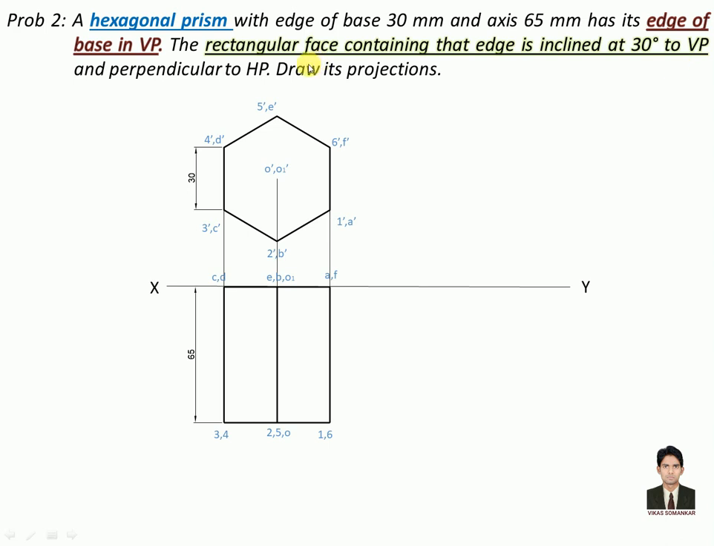But for choosing that rectangular face, some condition is given: the rectangular face containing that edge. That edge means the edge which is resting on VP. So we have drawn one edge on the right hand side in the true shape. So we have edge 6-1 and edge FA as well. So we have two edges overlapping on each other.